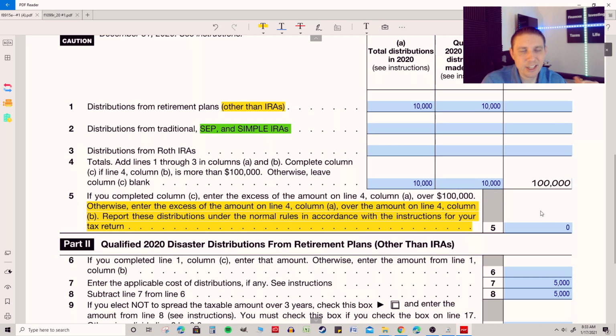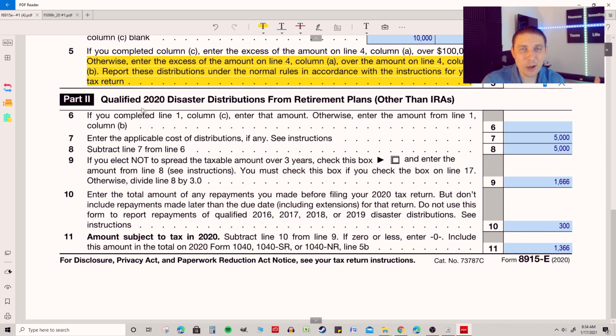The way I interpret this is you're going to say 10,000, subtract 10,000, and it's going to be 0. Because if there's a difference between the amount that you distributed versus what's considered a qualified disaster distribution, then that difference is going to appear here. In this example, there's no difference, but carefully read the forms as you go through this and you should be fine. Believe it or not, we're almost done with this example.